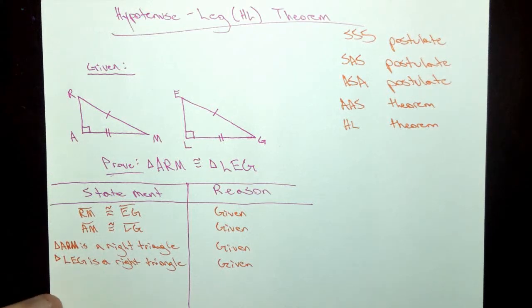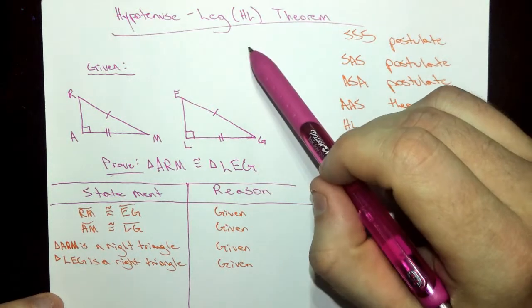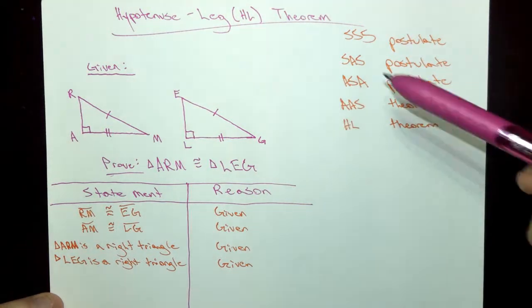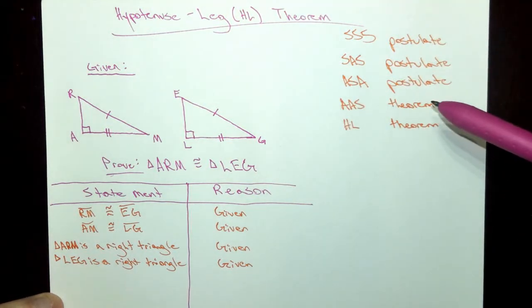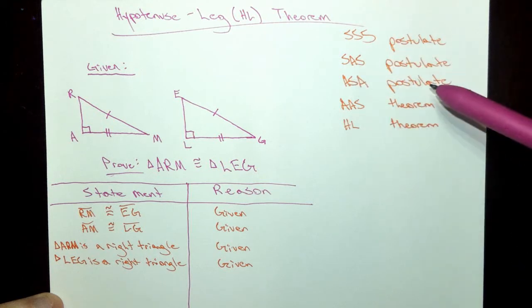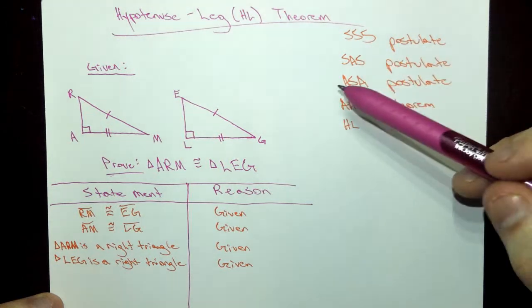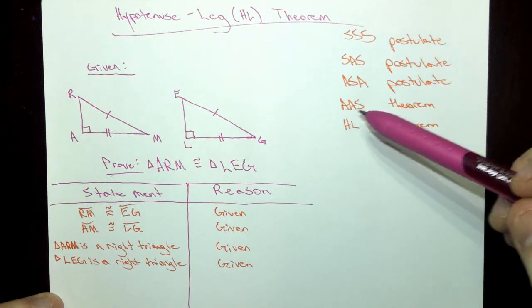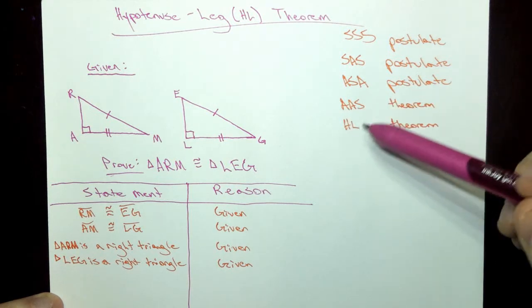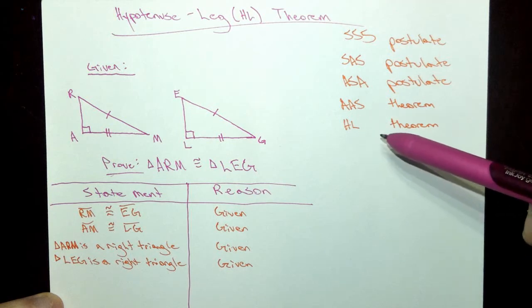Hello everyone. I wanted to provide a proof of the hypotenuse leg theorem, which is one of the 5 ways that we use to prove that triangles are congruent. So notice that we have 3 postulates: side, side, side; side, angle, side; angle, side, angle. Those are all postulates. And then there's also the 2 theorems, the angle, angle, side theorem and the hypotenuse leg theorem, which I'll be proving here today.